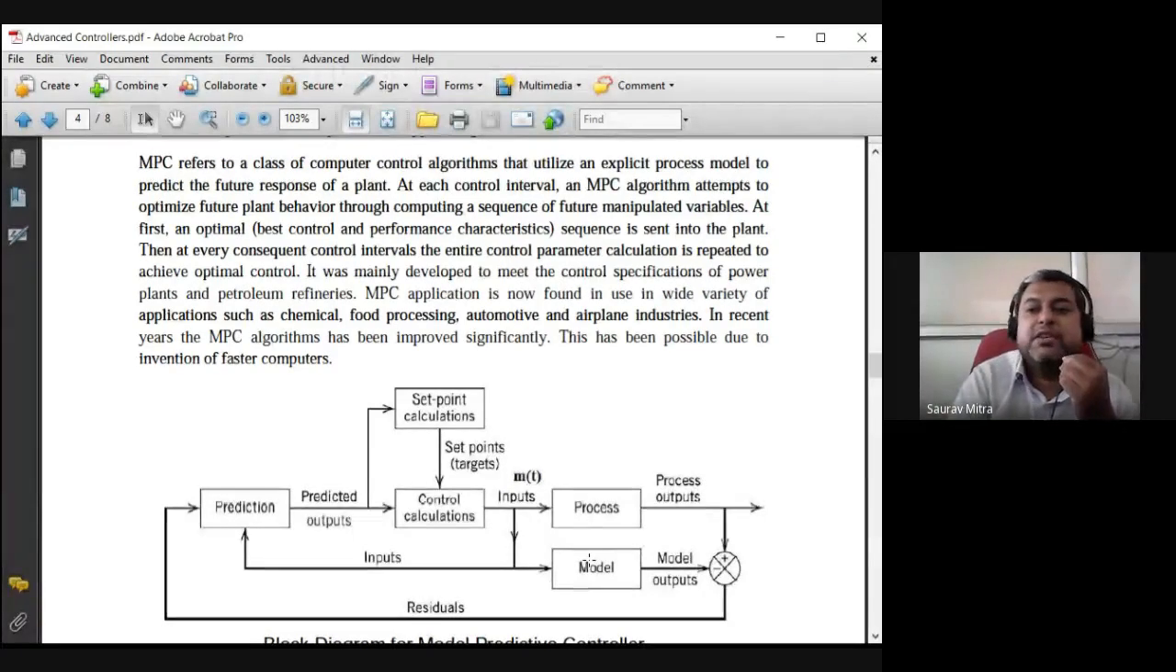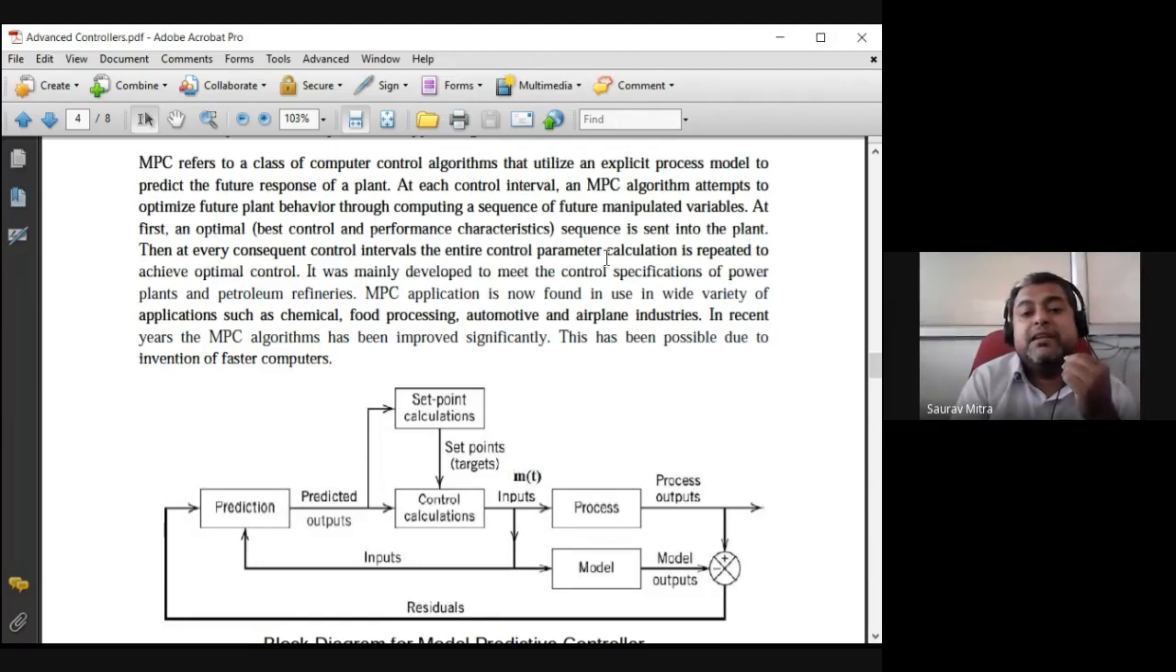So initially, whenever we are giving this, after that we are trying to find out what is the best way to meet that. Okay, so whatever best control and performance characteristic is defined in the first place, in the second step, at every consequent control interval, the entire control parameter calculation is repeated to achieve the optimal control.